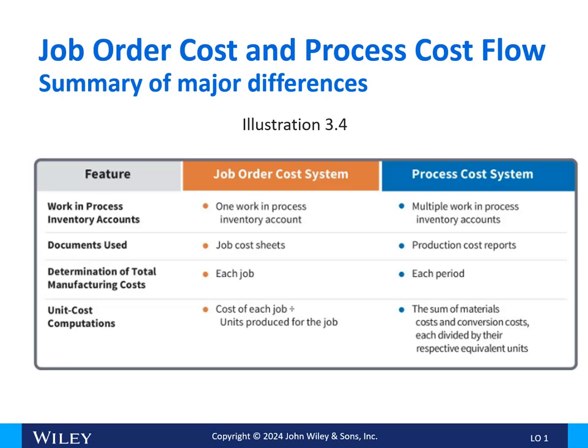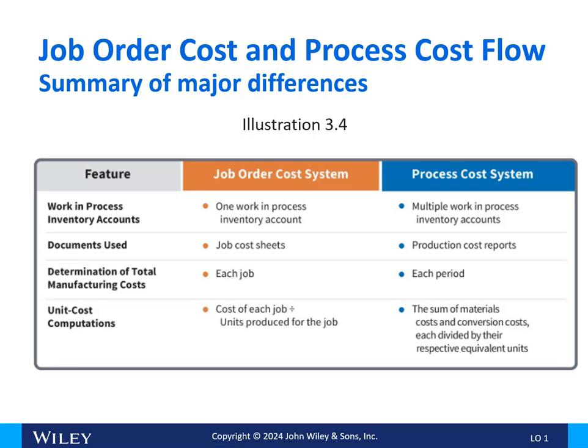Again, here's a summary of the major differences. Work in process inventory accounts: in a job order cost system, there's one. In process costs, there are multiple. The documents used: the job order cost system has job cost sheets. The process cost system has production cost reports.